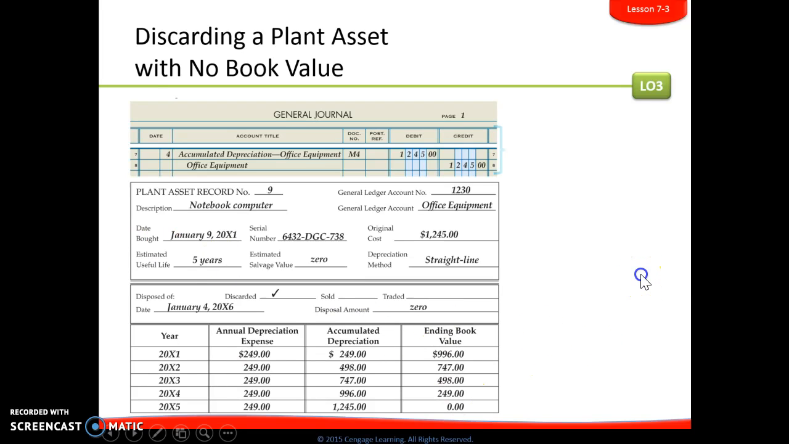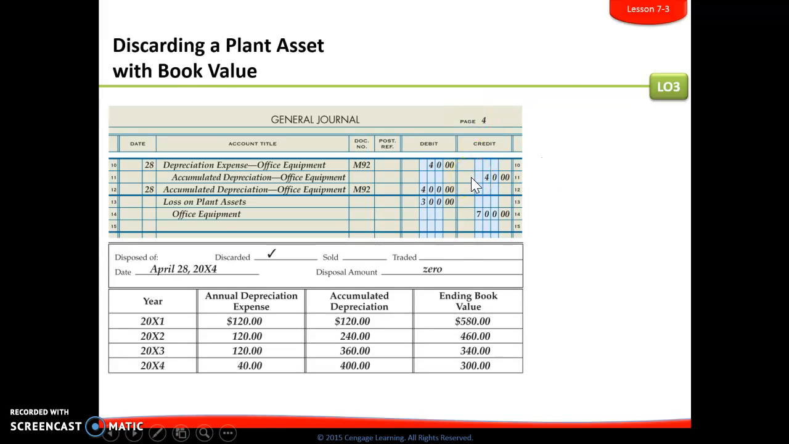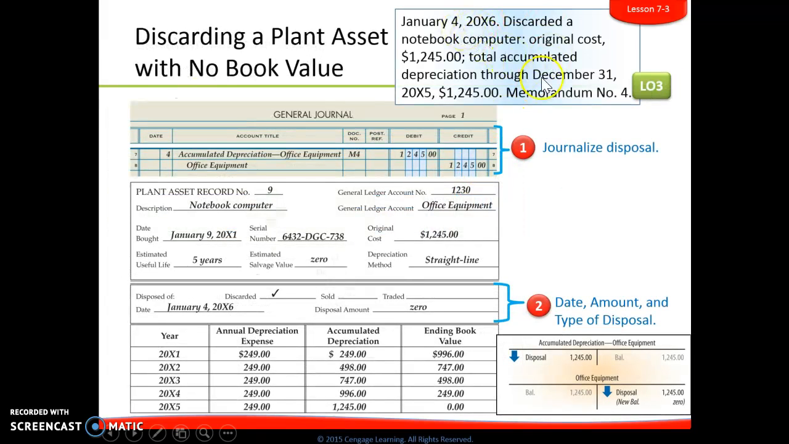Here they're showing us our plant asset record sheet, and also our general journal. On January 4th, it says that we discarded a notebook computer. Original cost was $12.45. Total accumulated depreciation through December 31st was $12.45, memorandum number 4. So the first thing we're going to do is journalize the disposal.